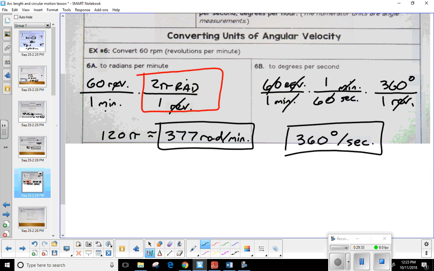Okay. Is everybody okay with the dimensional analysis? Anybody having problems? Okay. All right. Yes.